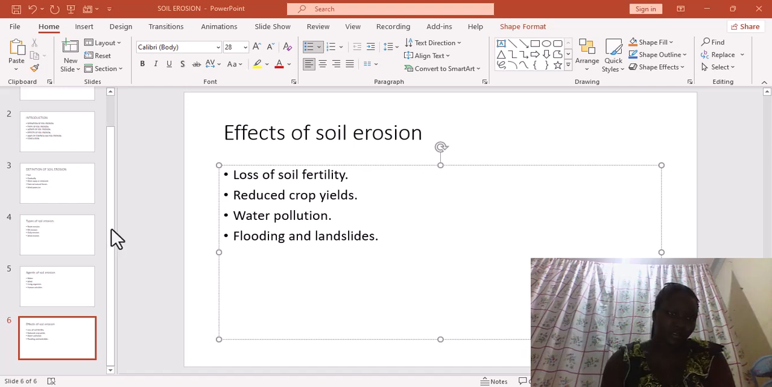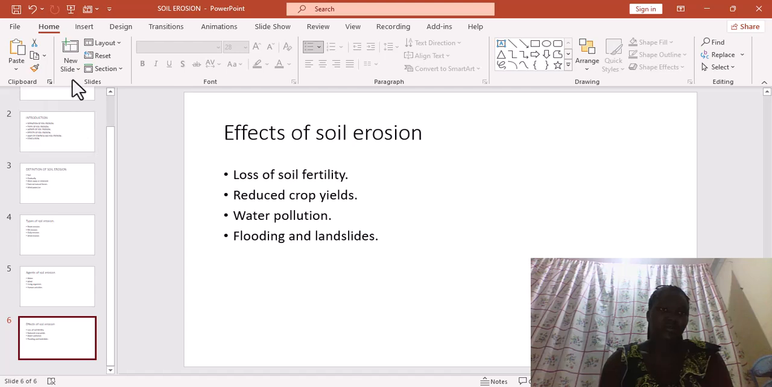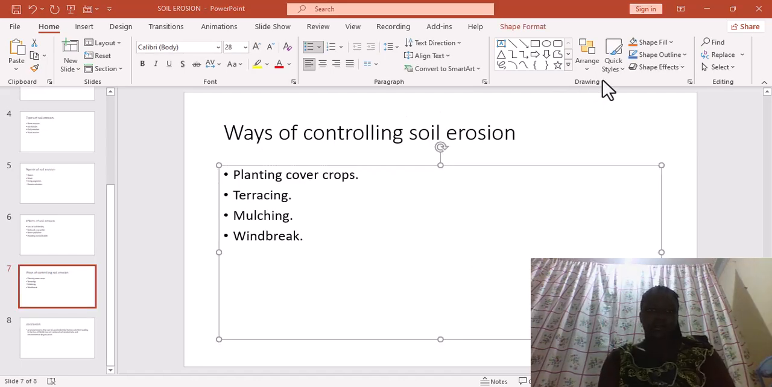I think I'm about to conclude with my topic. The last one I'm having is ways of controlling soil erosion. For the ways of controlling soil erosion, you open a new slide, then table, title and its content. So for the ways of controlling soil erosion, the first one we have is planting of cover crops. Cover crops include beans and soybeans, and they cover up the ground, and this will reduce the speed of runoff water.